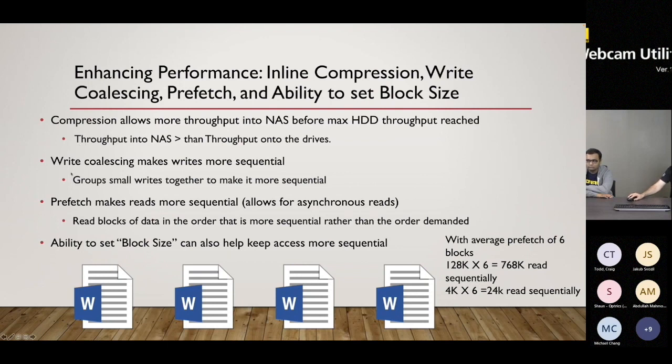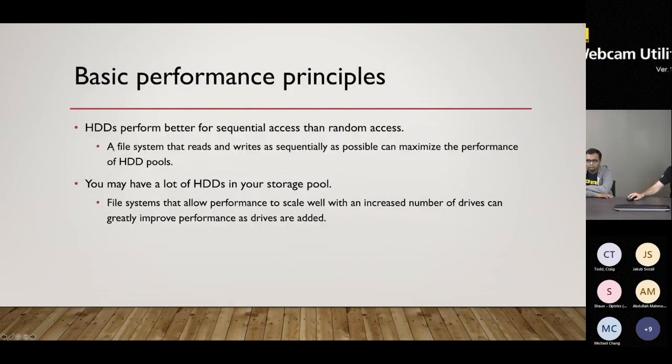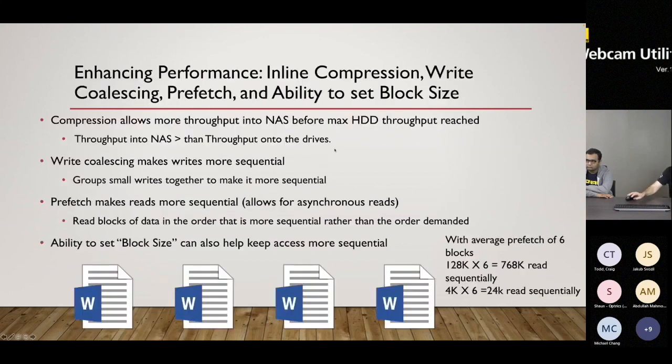Now, these next 3 features, right, coalescing, prefetch, ability to set block size, these are all related to this first principle. A file system that reads and writes as sequentially as possible can maximize performance of HDD pools. All these 3 are about keeping the reads or writes as sequential as possible. So write coalescing, you take all the teeny small writes, hold them in the RAM for a little bit, and take the small stuff and group it together into larger chunks. And then you write these larger chunks more sequentially onto the drives, which can greatly increase your write performance by making it more sequential, because HDD drives perform a lot better sequentially than for random.